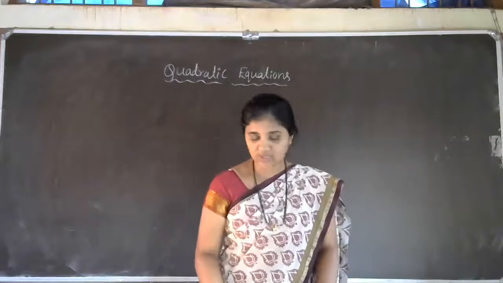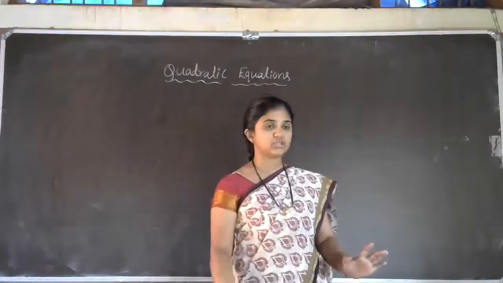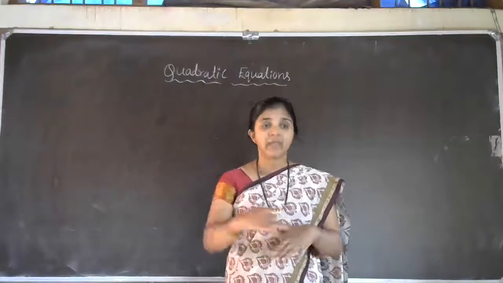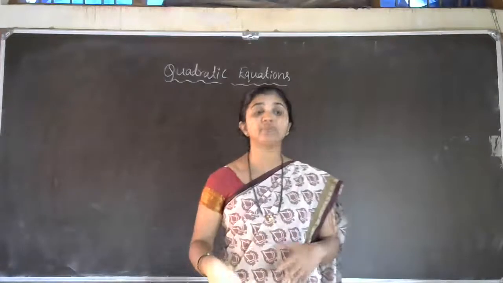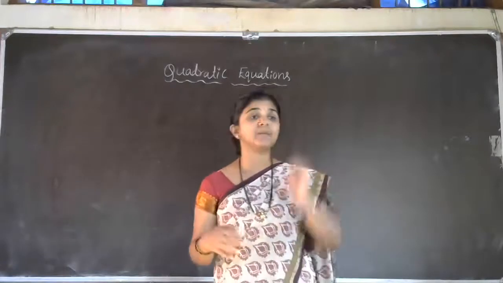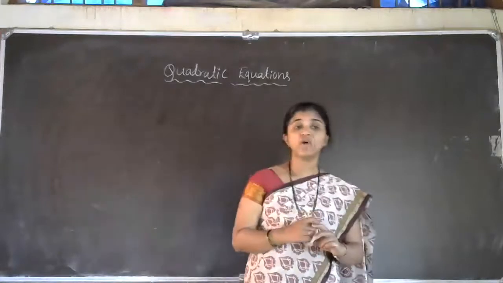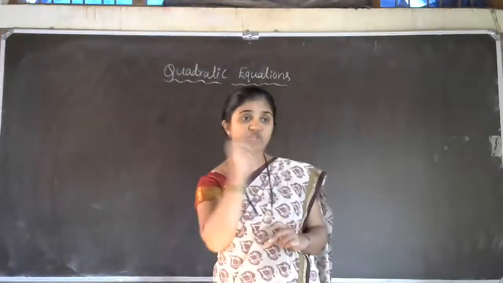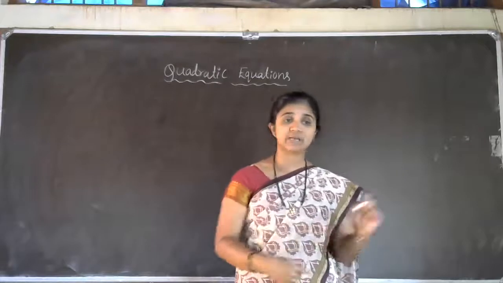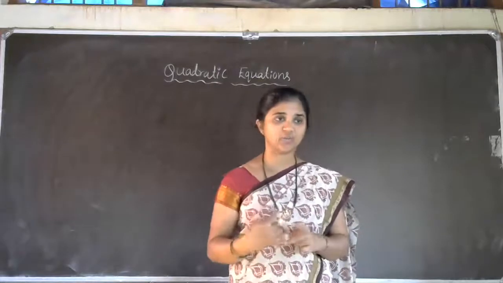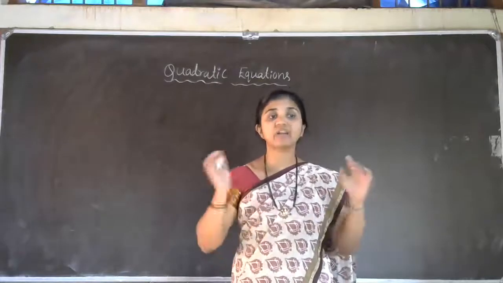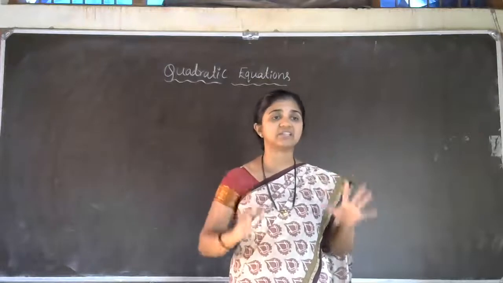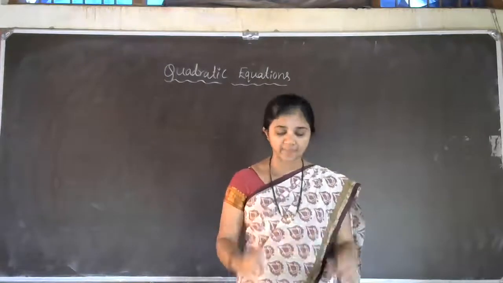So the first question is to represent the following situation mathematically. Actually, this is a statement problem. We need the situation in mathematical form. That mathematical form is nothing but the quadratic equation. So we have to express the statement in the form of a quadratic equation. Once again, we'll read the problem. Let us try to understand the question.